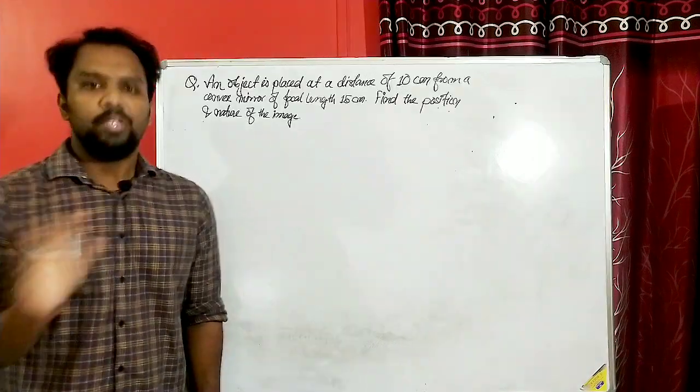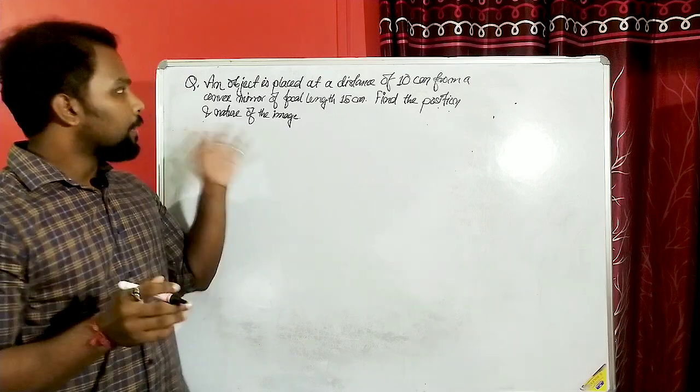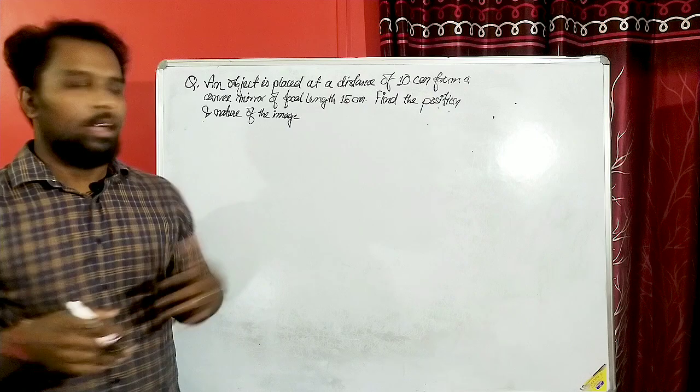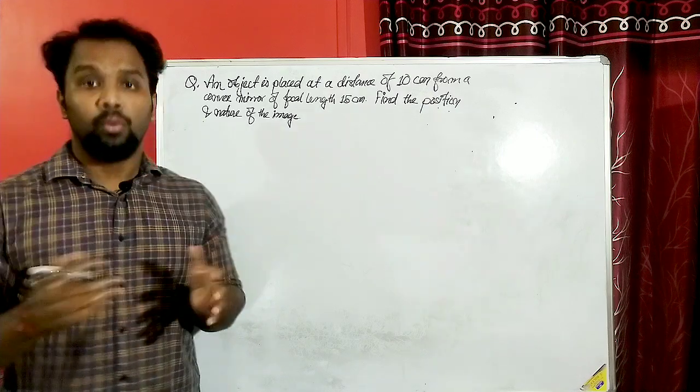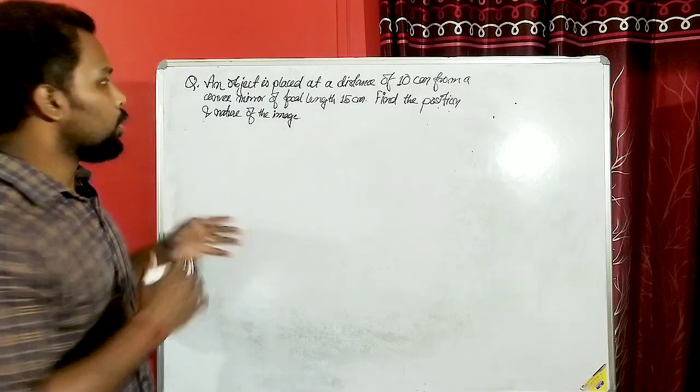Today, we are going to discuss some problems related to the mirror formula. And we are going to use the relation between focus and focal length and the radius of curvature, that is f equal to R by 2. We are going to use those things.